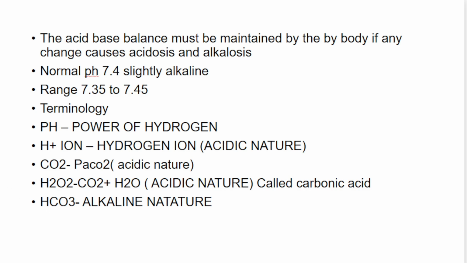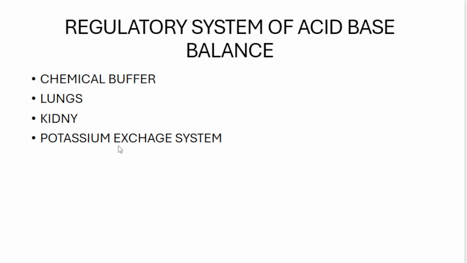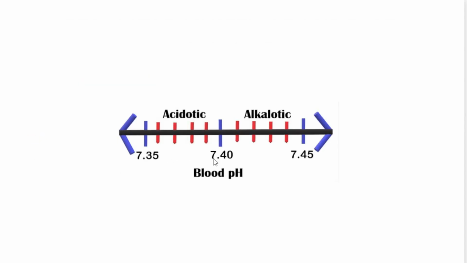Next we will see the regulatory systems by which our body maintains acid-base balance. There are four systems that maintain acid-base balance in our body. First one is chemical buffer. Second one is lungs. Third one is kidney. Fourth one is potassium exchange system. Let us discuss one by one. If our blood pH is 7.4, it is maintained at 7.4. If it decreases below 7.4, down to 7.35, it is called acidic. If it rises to 7.45, that is called alkalotic.